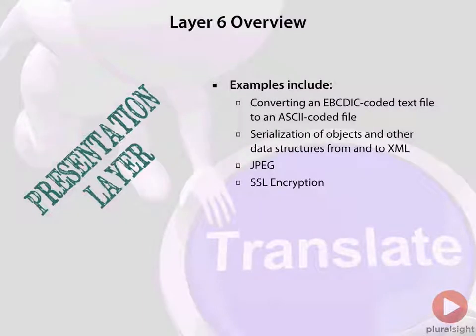So some examples that would happen at this presentation layer would be to convert between EBCDIC coded text files and ASCII coded text files, or JPEG, or to serialize objects and other data structures to and from an XML format, which is a very popular format that we use to transfer data, oftentimes inside of an HTTP connection or HTTPS connection, as would be the case with our intrusion prevention systems.